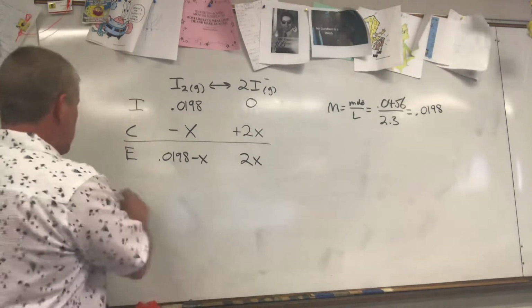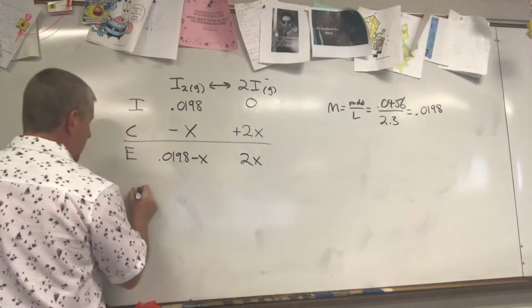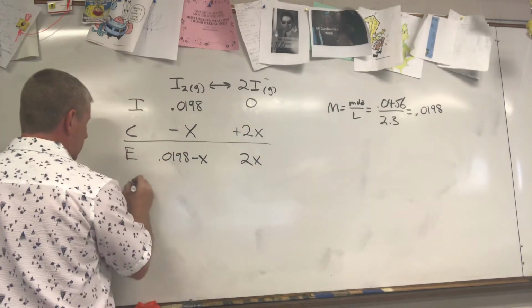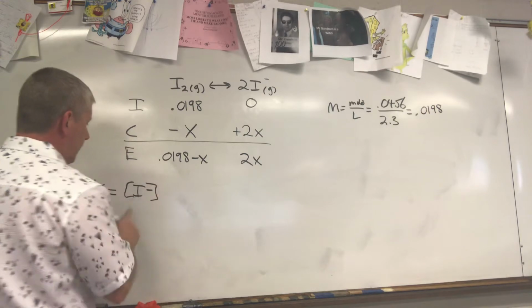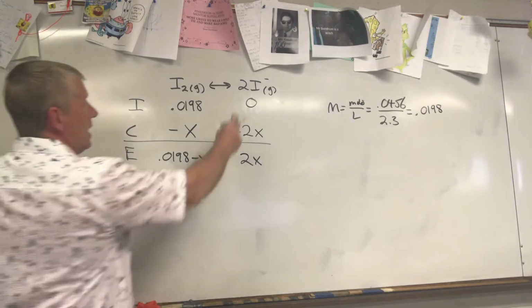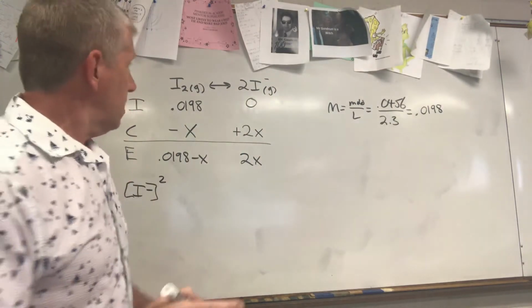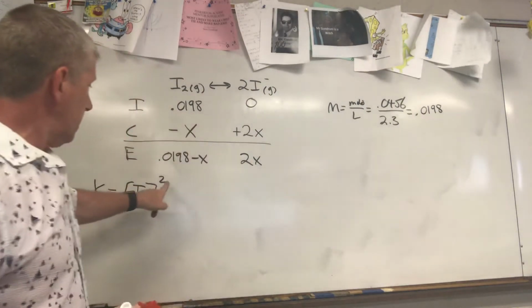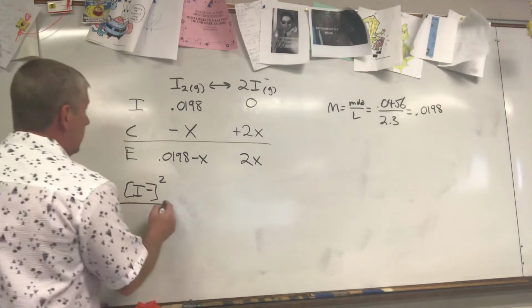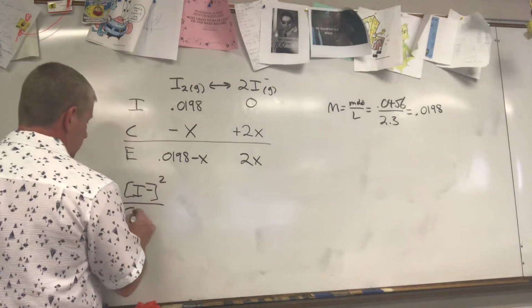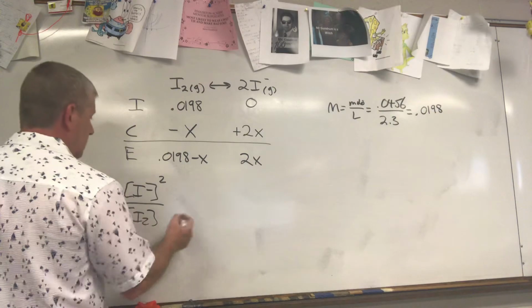But I will write this one out because I have the iodine with that coefficient. Remember, if you have a coefficient, we've got to square that. So be careful. That becomes squared. And then down here I have the concentration of I2. All right, so let's go ahead and put the numbers in.